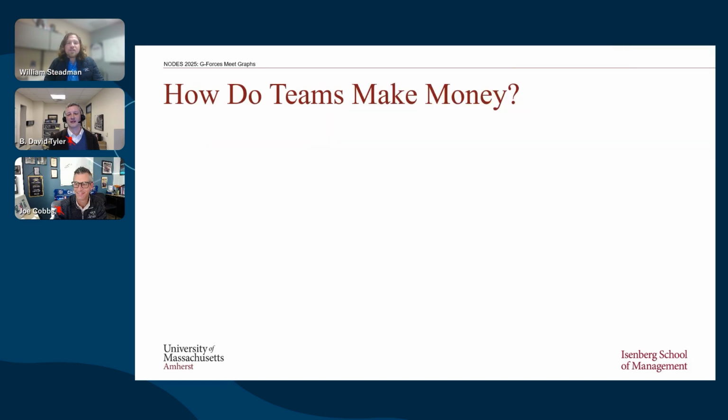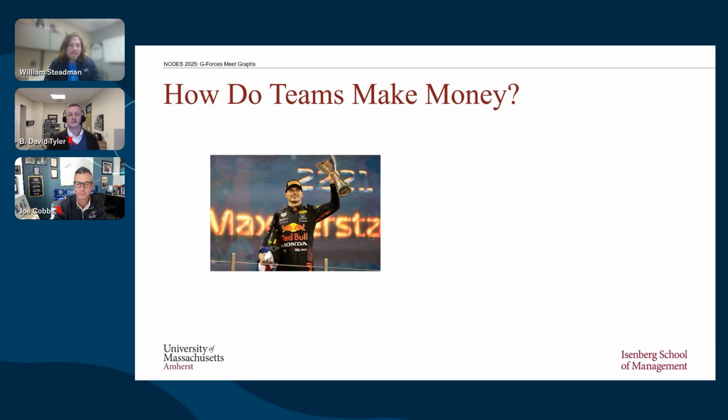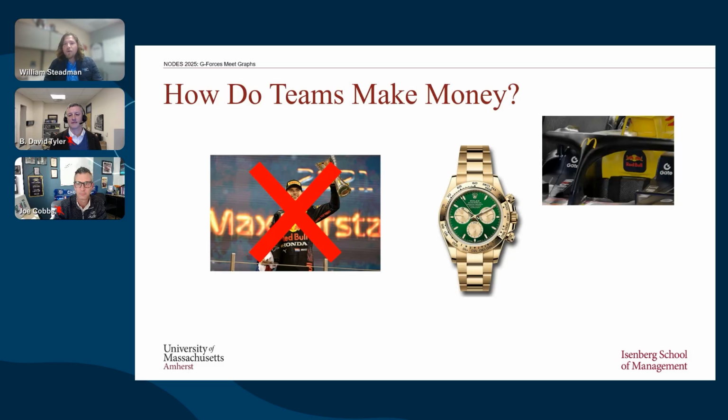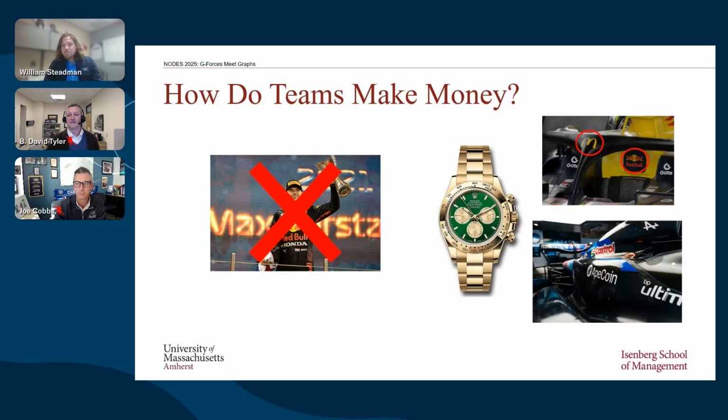So now the natural next question is, how do teams make that money? You might say, well, they win races. And that's at most partially right. The real answer is they sell watches or hamburgers or energy drinks or pump and dump crypto.